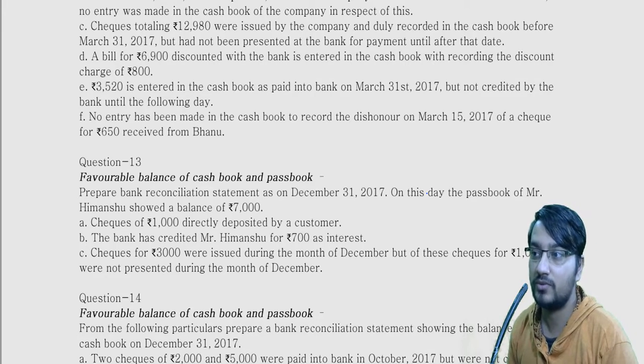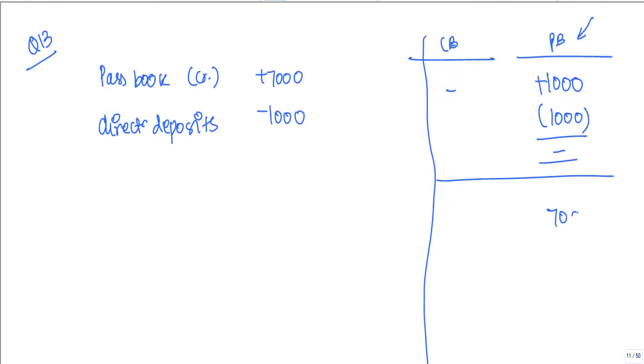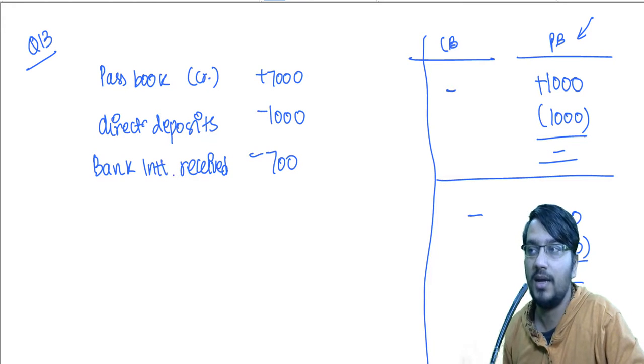Okay, next is 3,000 were issued. I'll discuss this point later on. 700 was added, nothing here, so 700 must be subtracted so that both sides can become equal. Bank interest received. If the bank wants to charge something, again it will subtract directly from your account, which you will know after a certain time when you actually print the passbook.